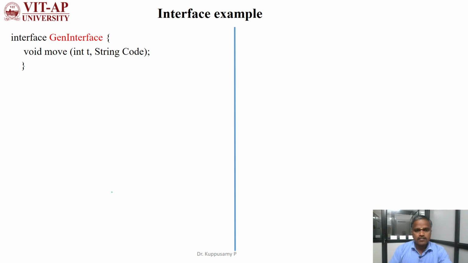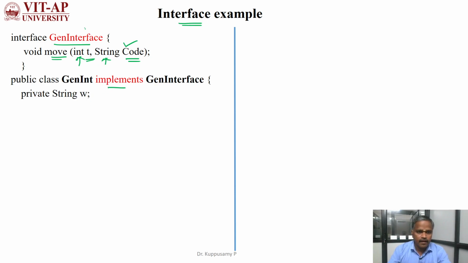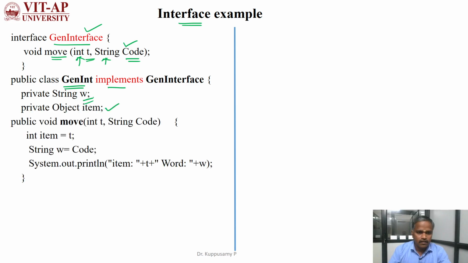Now we are looking at an example of a general interface used in a Java program. In a usual interface, we use the interface name, then define the method with a specific data type to declare the arguments. Then we implement this interface using a concrete class. Inside that, we receive the variables, whatever the user needs. And I am implementing the method move here.